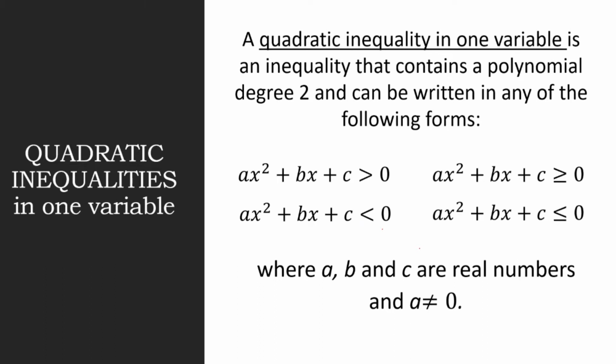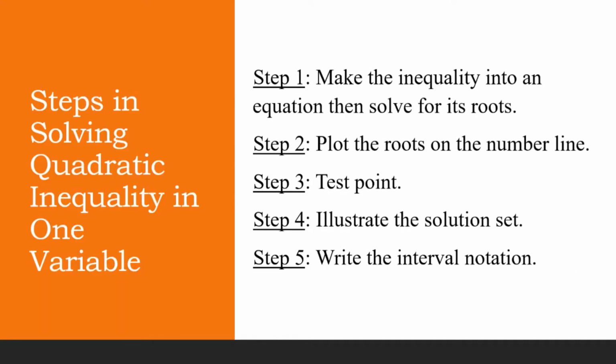Definition. A quadratic inequality in one variable is an inequality that contains a polynomial of degree 2 and can be written in any of the following forms: ax squared plus bx plus c greater than 0, ax squared plus bx plus c less than 0, ax squared plus bx plus c greater than or equal to 0, and ax squared plus bx plus c less than or equal to 0, where a, b, and c are real numbers and a should not be equal to 0.